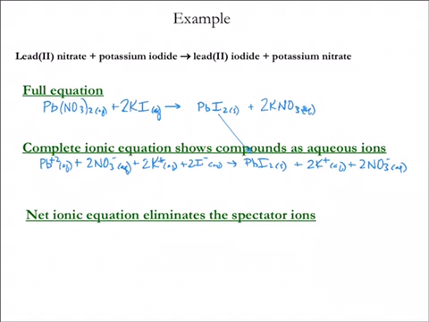And now I cross out everything that remains exactly the same on both sides. The nitrates cancel out, those are spectators. The potassiums cancel out because those are spectators. Now I can go ahead and write my net ionic equation. Lead-2 ions, 2 iodide ions form the lead-2 iodide. Okay, so we'll do some practice with this in class, but this gives you just a simple introduction of how you need to write net ionic equations.